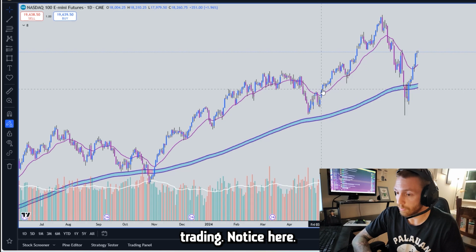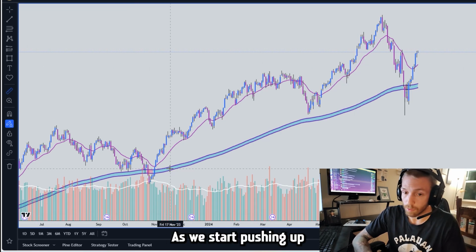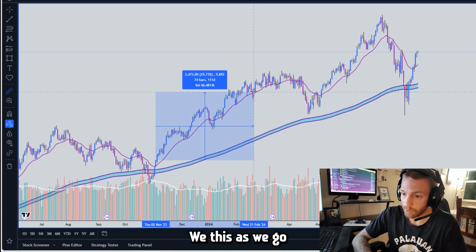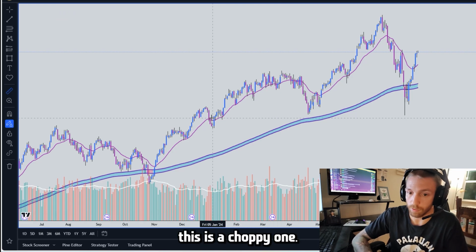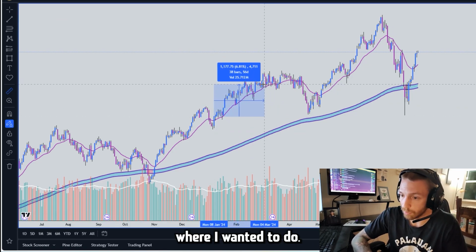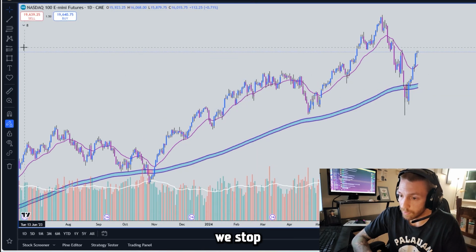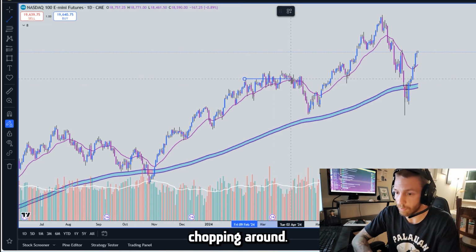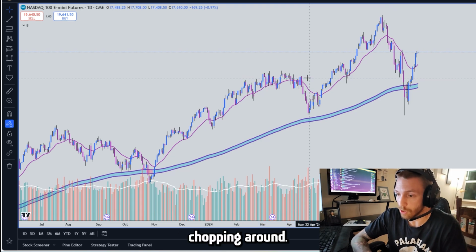For day trading, notice here, day one closing at the highs. As we started early in the uptrend, we are closing at the highs. Test it, bounce, closing at the highs as we start pushing up. Oh, this was a choppy one. Really, after day 30, right around here, we stop displacing highs and we just start chopping around. Notice after this day, that was around day 30, we started chopping around.